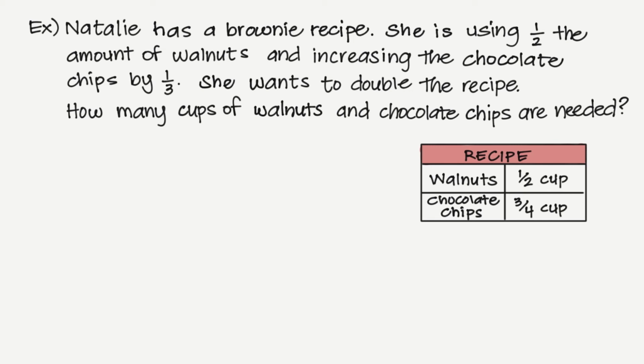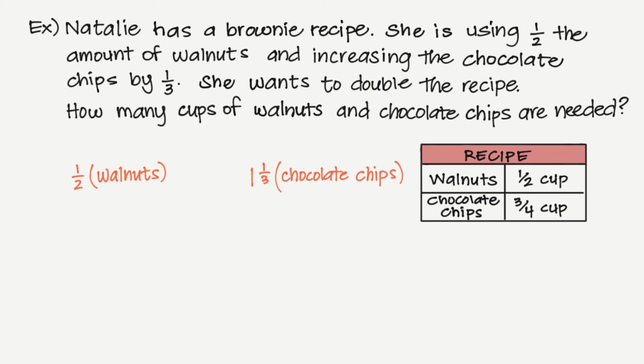So again, if we're breaking this down, the recipe calls for a 1/2 cup of walnuts, but I only want half of that. Okay, so I'm going to find half of the amount of walnuts. In terms of the chocolate chips, though, if I want an extra 1/3, that means I'm going to have one full amount plus another third. So really, I'm multiplying 1 1/3 times the amount of chocolate chips.